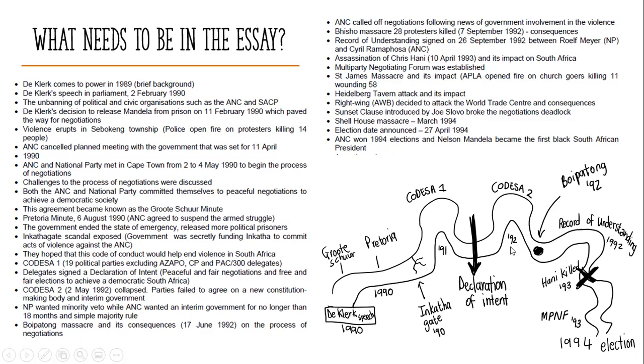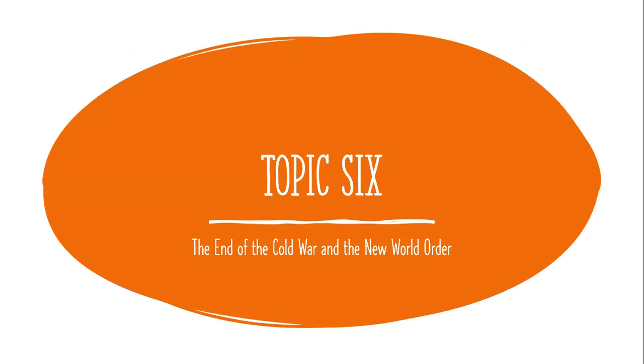CODESA 2, 92. Boipatong Massacre in 92. Record of Understanding in 92. Chris Hani killed in 93. Multi-Party Negotiating Forum 93. And then the end of the essay is the 1994 election. So I went a little bit over my time, but hopefully that explains everything.